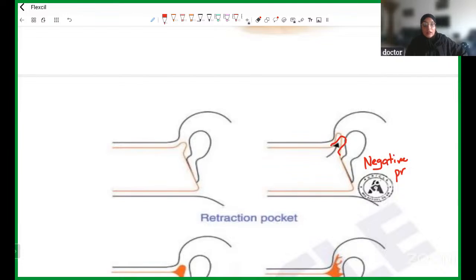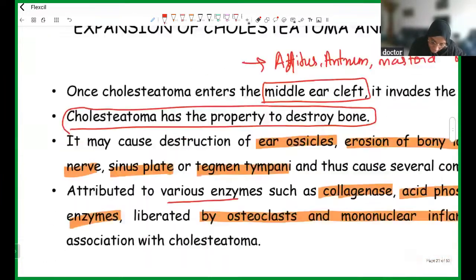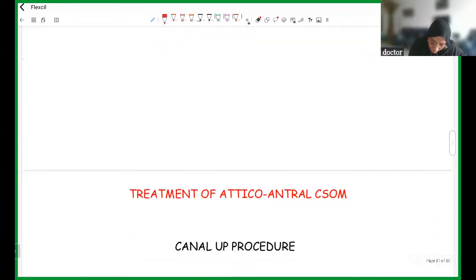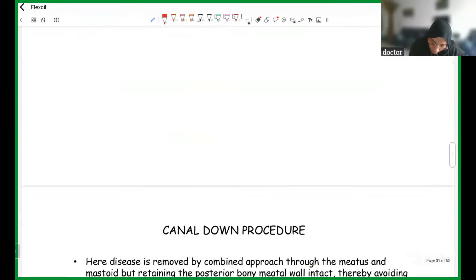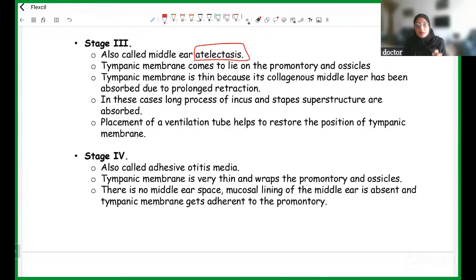So, retraction pocket is a condition you will see in atticoantral type of chronic suppurative otitis media or in cases of cholesteatoma. Remember, stage 4 is an adhesive otitis media. The tympanic membrane will become thin and wrap around the promontory and the ossicles, and there will be no space left in the middle ear. The mucosal lining will become small or absent, and the tympanic membrane will get adherent to the promontory.